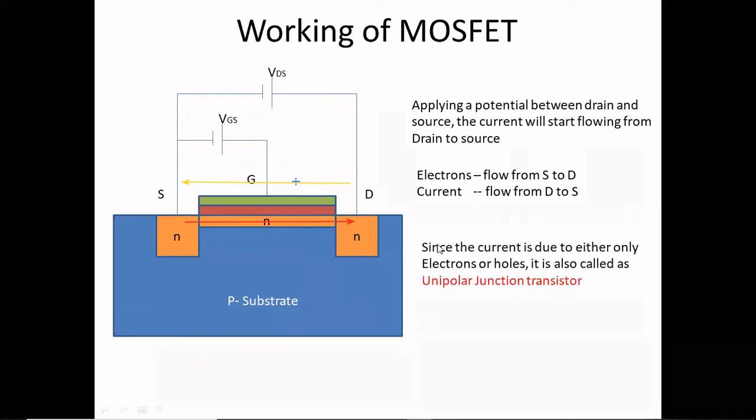Here, if you just observe, the current is only due to either electrons or holes. Once we study the PMOS, we'll be having the holes there. So since the current is either due to electrons or holes, it is called as unipolar junction transistor.